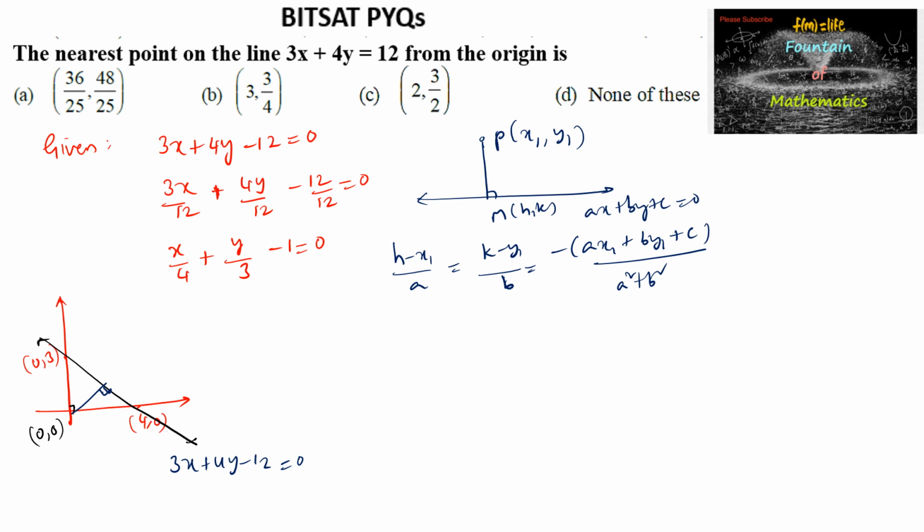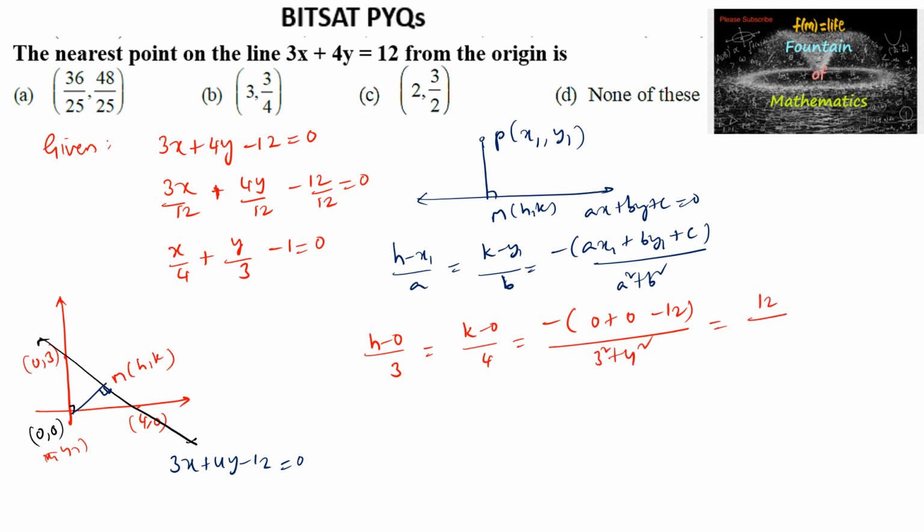So here h comma k is the foot of the perpendicular, and 0 comma 0 is x1 y1. We can write h minus 0 upon 3 is equal to k minus 0 upon 4 is equal to negative of 3 into 0 plus 4 into 0 minus 12 divided by 3 square plus 4 square, which is nothing but 12 upon 9 plus 16, 25. So we can write h upon 3 is equal to 12 by 25 and k upon 4 is equal to 12 by 25.